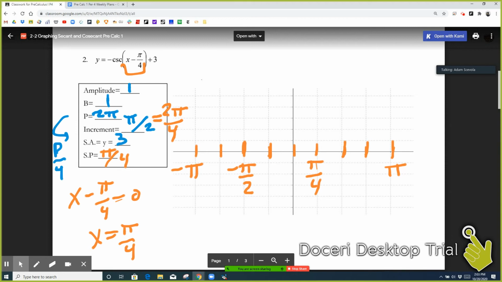All right, so now we're going to start. Well, now we have to set up our y-axis. So our midline is going to be right here at y equals 3.